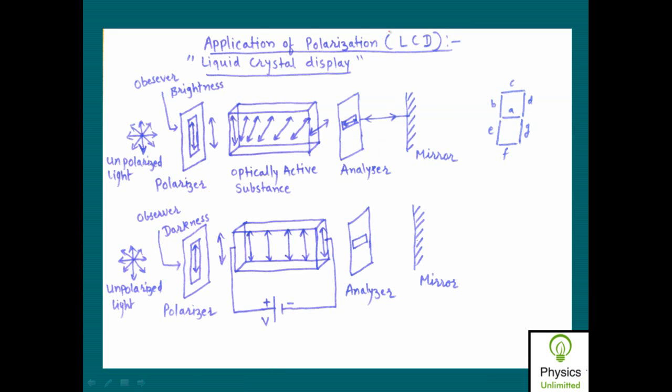Then the next application of polarization is LCD, that is liquid crystal displays, and these liquid crystal displays are used in your calculators or digital watches. You know that each digit is fabricated with the help of these 7 segments, such as A, B, C, D, E, F and G, and when these 7 segments glow, they produce a digit.